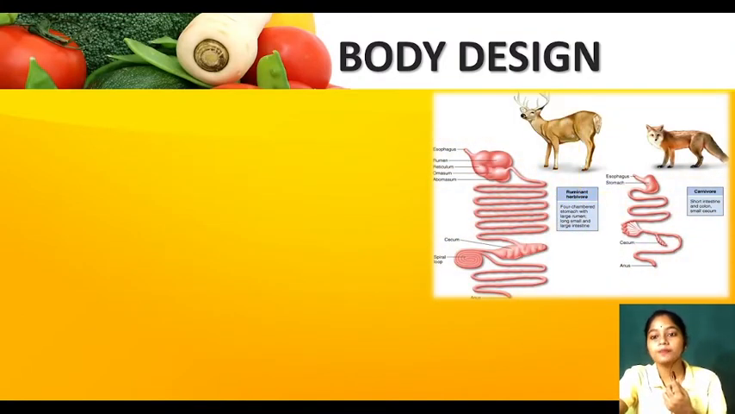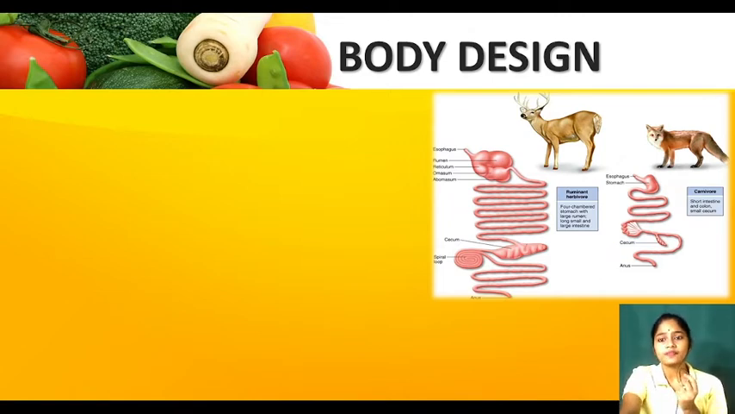Can you see, the first one is a herbivore and the next one is a carnivore. So children, can you tell me what a herbivore animal eats? Herbivore animals, what do they eat? They eat plants and plant body parts, different parts of the plant. So what does a carnivore eat? It eats flesh, the flesh of different animals.